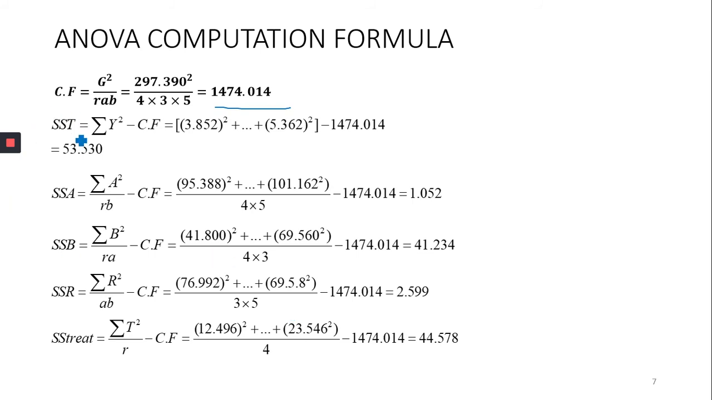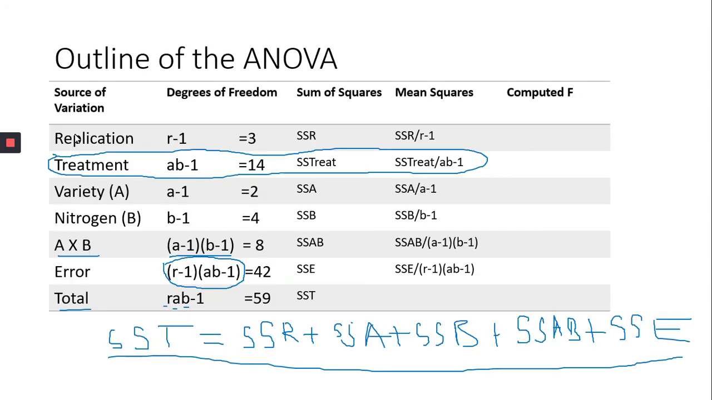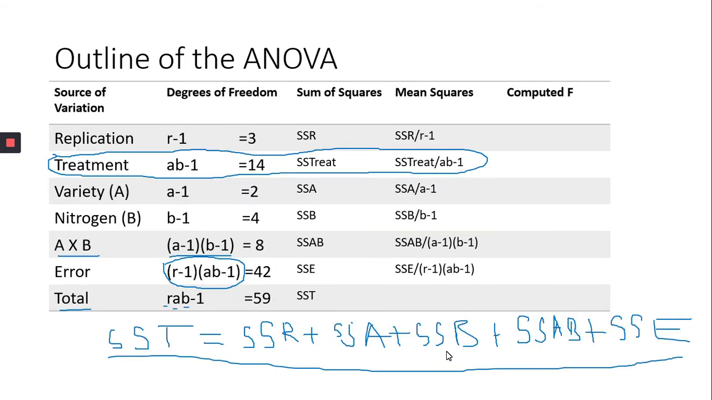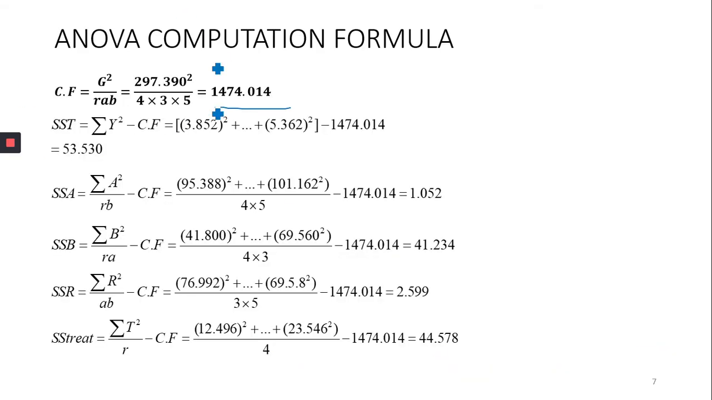For SST, go to the original values. This squared plus this squared plus this squared plus this squared. You add the square of everything up to the last value. So you add the square of all the 60 values. I'm sure this is clear. So we are adding each 3.8, 5 squared plus up to the last value. Then we subtract the correction factor, and this is what we are going to get.